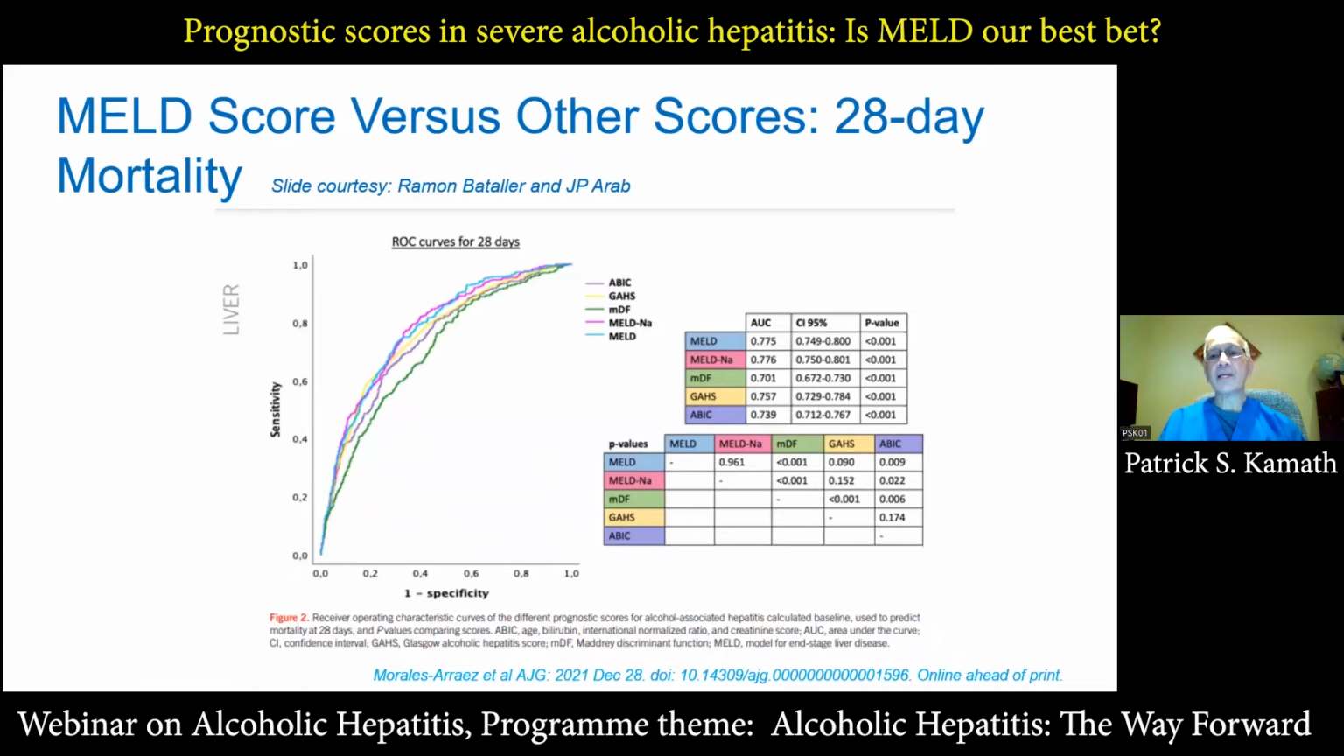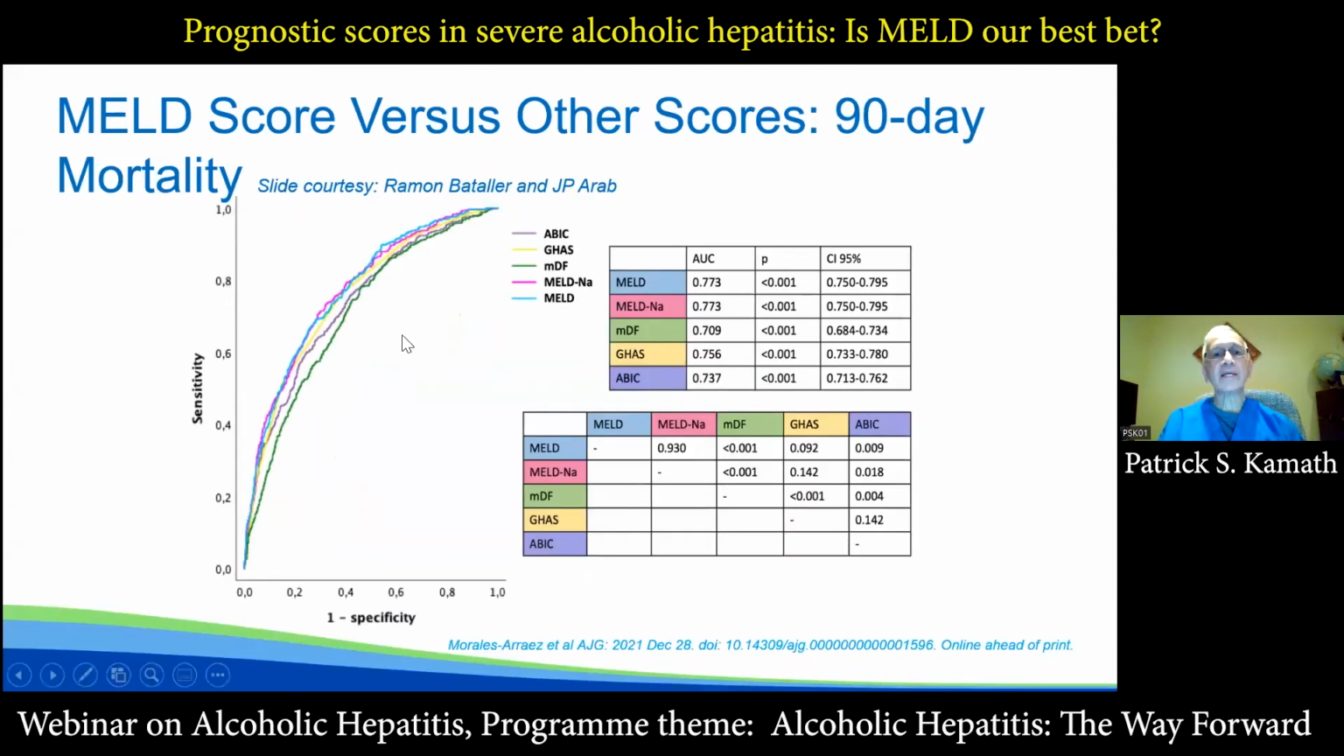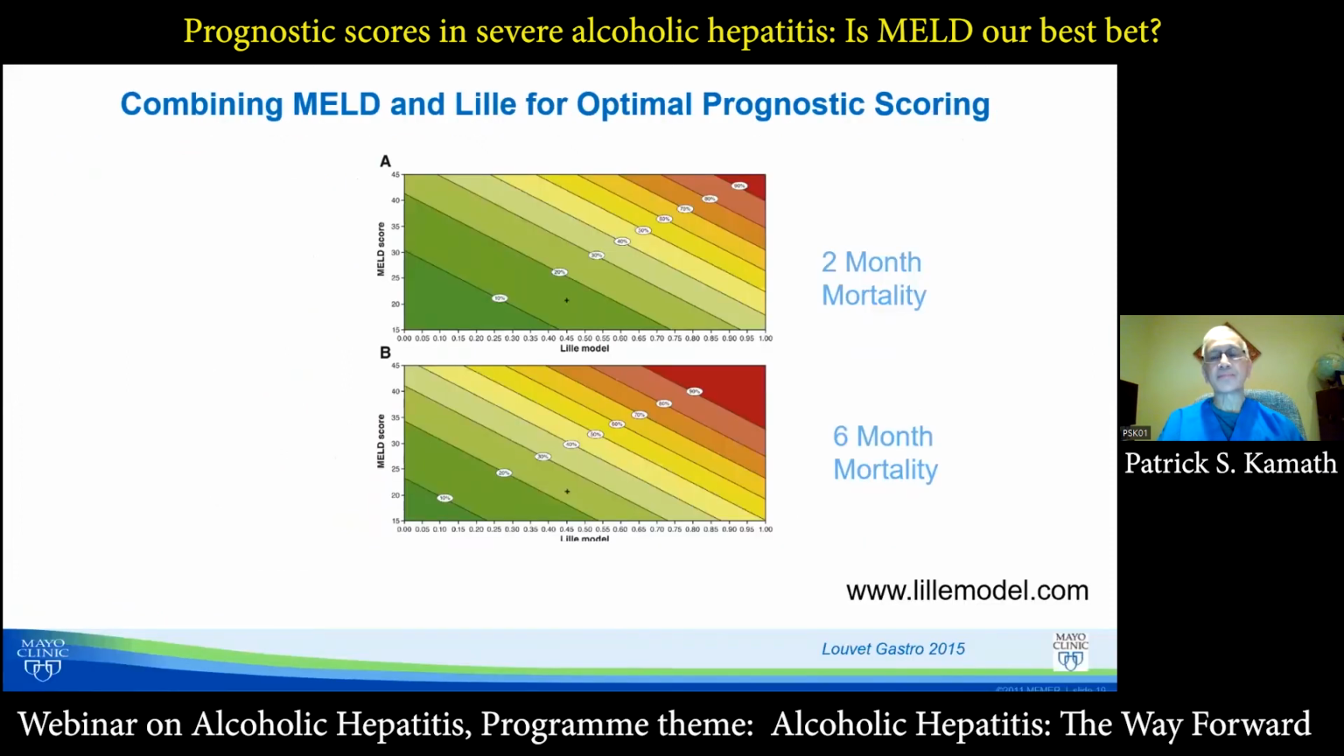So here, MELD came out better, and you can see if you read this paper that MDF really was the least sensitive of all. If you look at 90-day mortality, again, the same findings, same color scheme. MELD and MELD sodium about the same, better than MDF, better than Glasgow score, but close to significant, but not significant, and ABIC. So based on this, MELD score is better for 28 and 90-day mortality than other models.